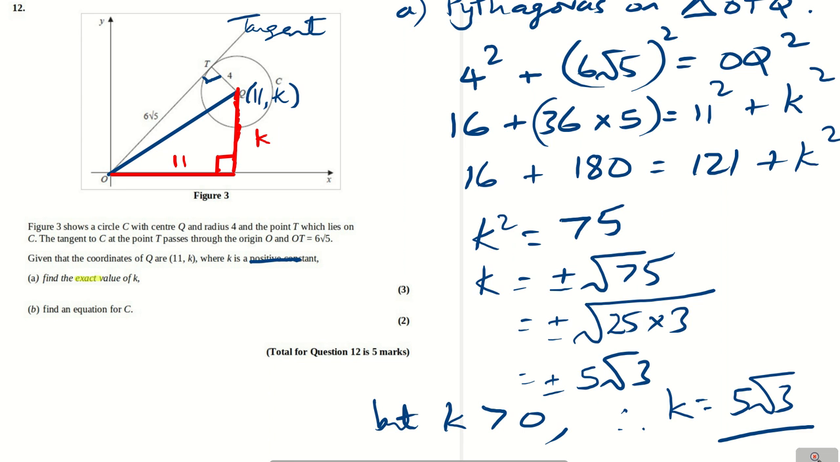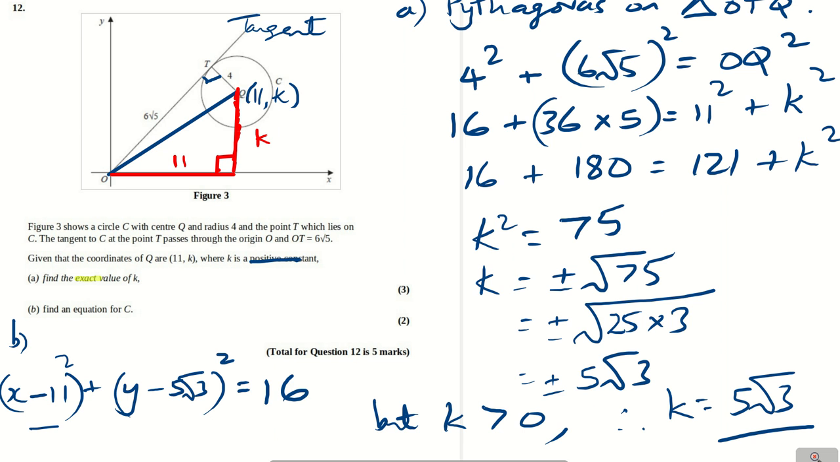Okay, and then part B, we need to find an equation for the circle. Well, if we know what the centre is, then we can write down straight away (x minus 11) squared plus (y minus ...), and we need the y coordinate of the centre, but we know that k is 5 root 3, so it's just (y minus 5 root 3) squared equals the radius squared. We know the radius is 4, so the radius squared is 16. And there we have an equation for the circle.